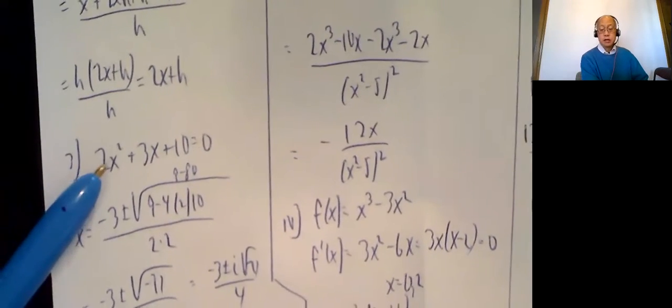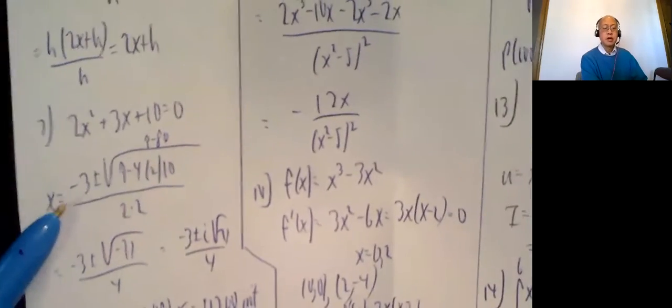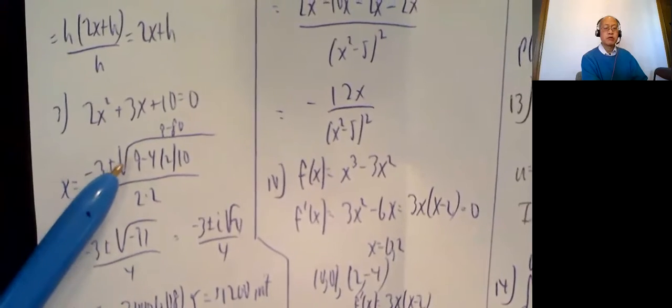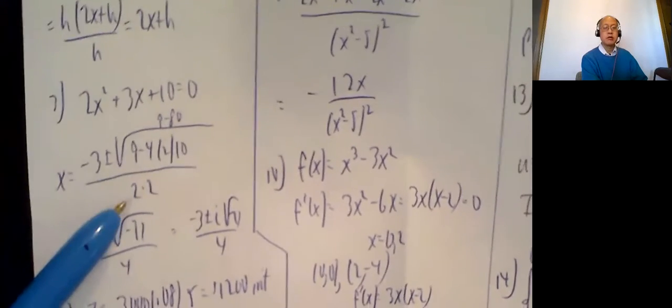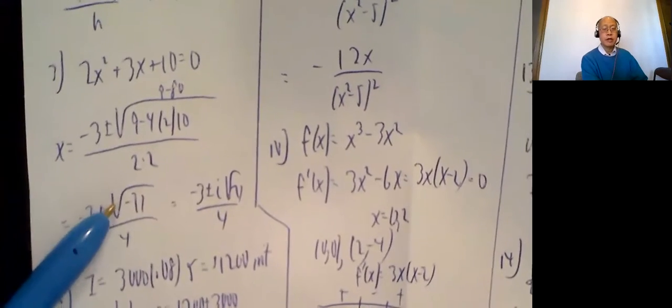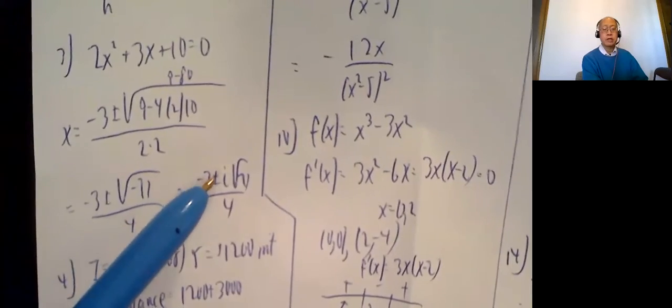Number 3, get everything on one side equal to 0, 2x squared plus 3x plus 10 equals 0. Use the quadratic formula. Negative b plus or minus the square root of b squared minus 4 times a times c over 2a. That's 9 minus 80. Negative 3 plus or minus radical negative 71 over 4. Negative 3 plus or minus i radical 71 over 4.